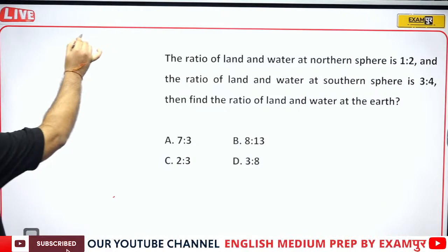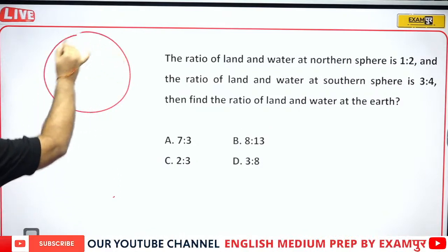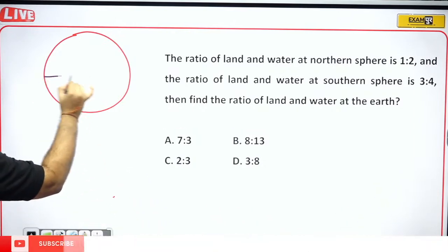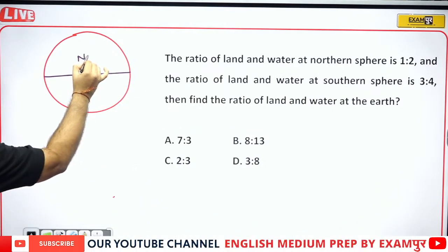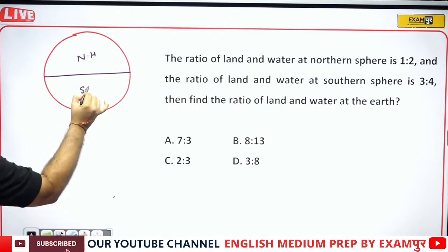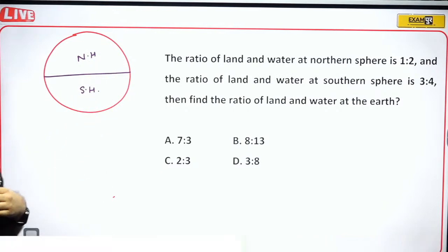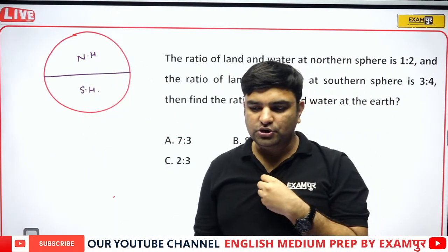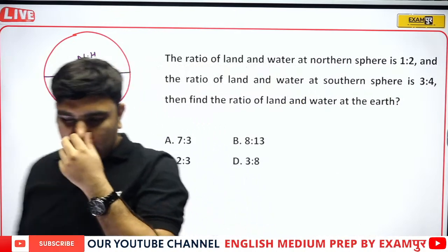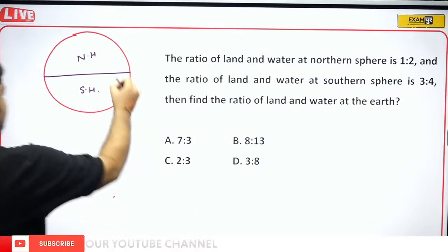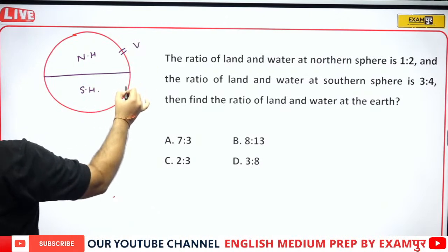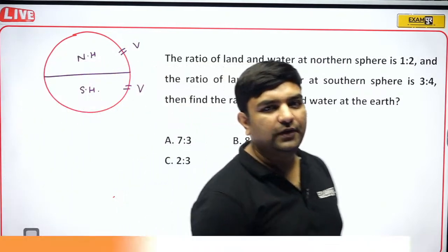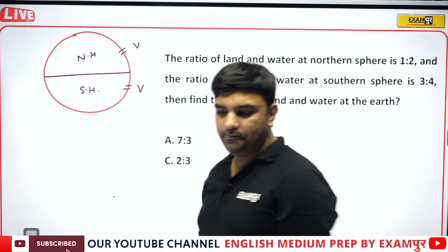You know, guys, our earth looks like this. There is one northern hemisphere and another is the southern hemisphere. It's spherical; I have taken its 2D projection. Can I say the volume of the northern hemisphere is equal to the volume of the southern hemisphere? Definitely I can say this.